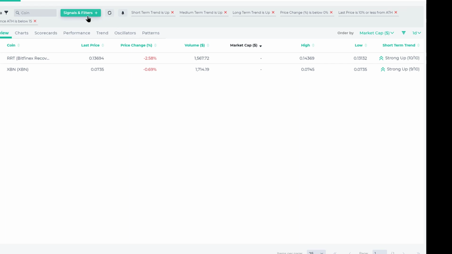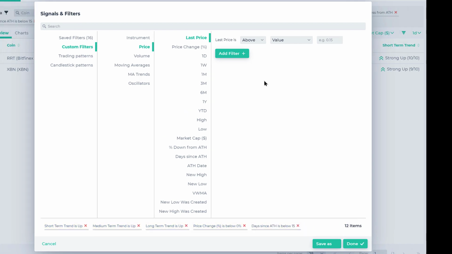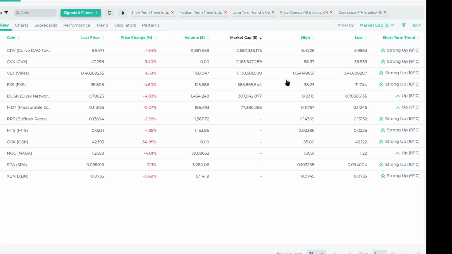Let's see what we spit out. All right, this is very restrictive, very constraining. So let's relax this a little bit. Let's just remove the all-time high price and just say that the price had an all-time high reached within the last 15 days. Okay, so we got Curve, we're familiar with that. We're still bullish on that. CVX is down 3.4%, could be interesting. And here's VLX as well. We can look at the charts.